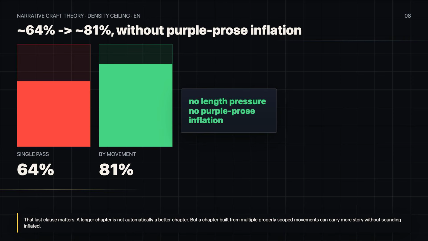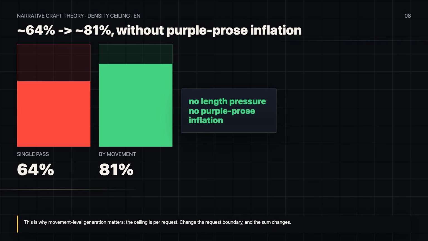That last clause matters. A longer chapter is not automatically a better chapter, but a chapter built from multiple properly scoped movements can carry more story without sounding inflated. This is why movement level generation matters. The ceiling is per request. Change the request boundary, and the sum changes.